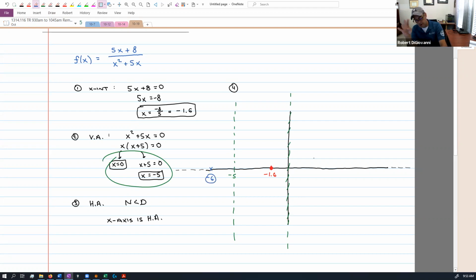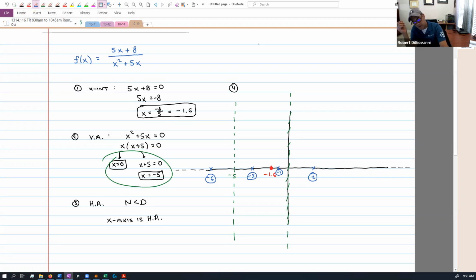Over here, I can do anything. I don't know. How about 2? Then I need 1 in between here and here. How about -3? And then 1 in here. I think -1 is a good one there. And I have to plug those in. So let me do those test points plugged in.